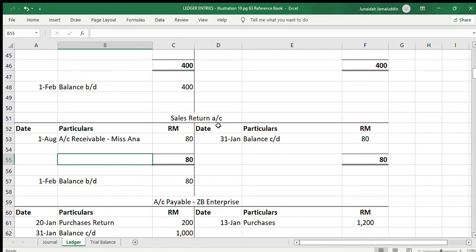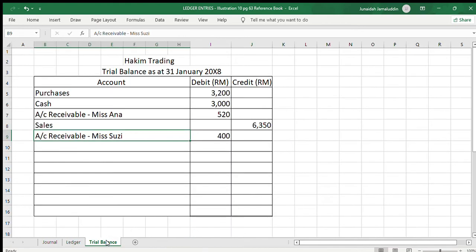Now we go to sales return account. Sales return account, balance dia di sebelah debit. Balance BD dia di sebelah debit. So, kita transfer ke kolom debit dalam trial balance. Okay, kita transfer ke kolom debit. 80. Okay, so this one is sales return. Okay, sales return. Alright. Okay.